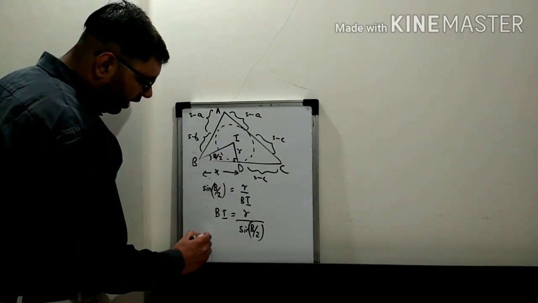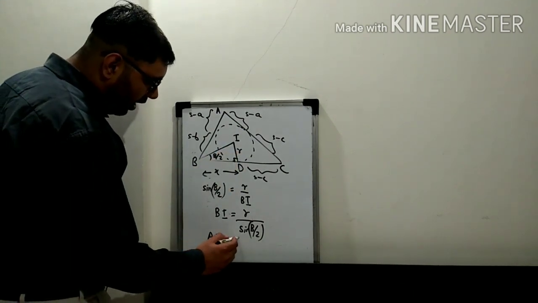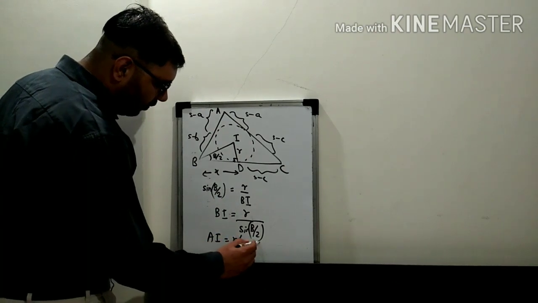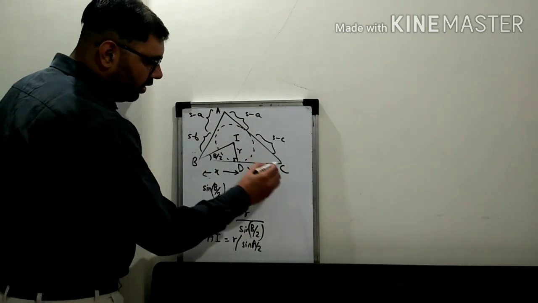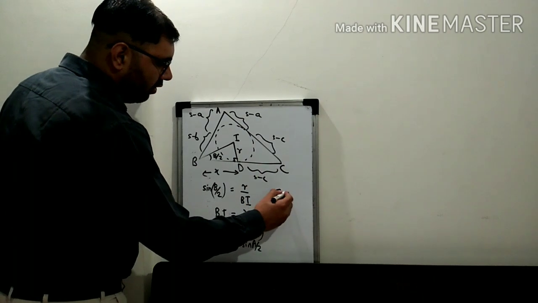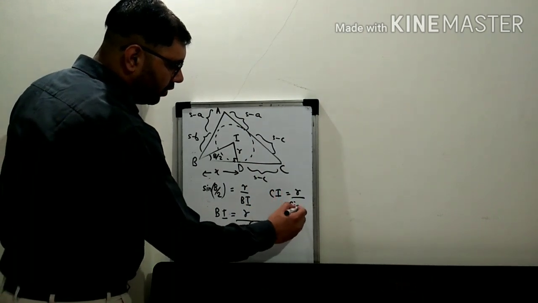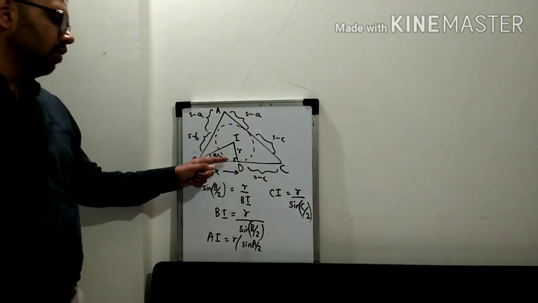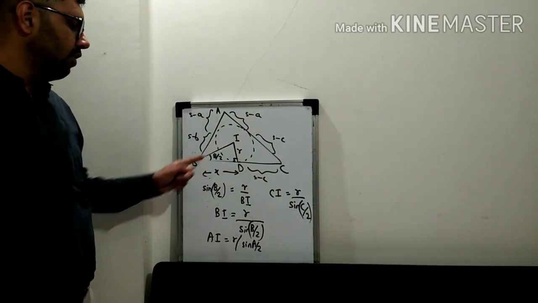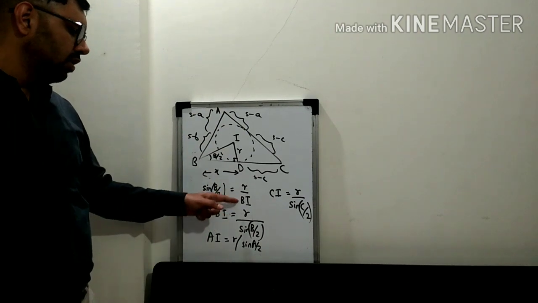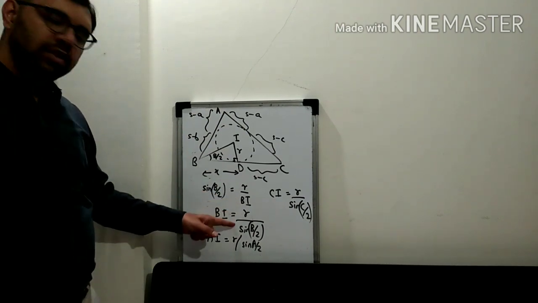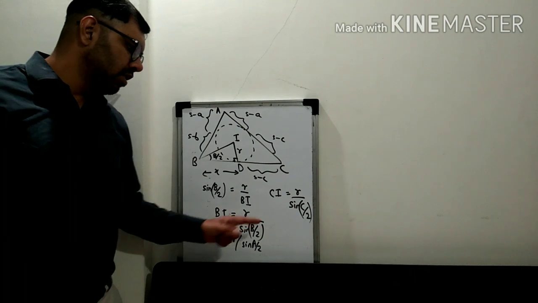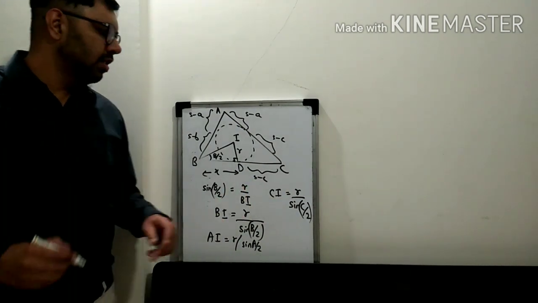If I want to find say AI, so AI will become r upon sine of A by 2. And if I want to find this length CI, so CI will become r upon sine of C by 2. So corresponding to the incenter, if you want to find the distance of the incenter from any one vertex, then we use these formulas: for BI, r upon sine B by 2, for AI, r upon sine A by 2, and for CI, r upon sine C by 2.